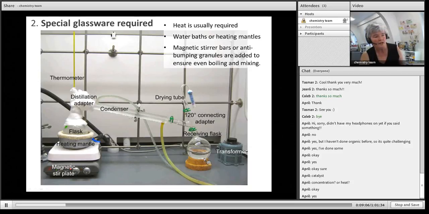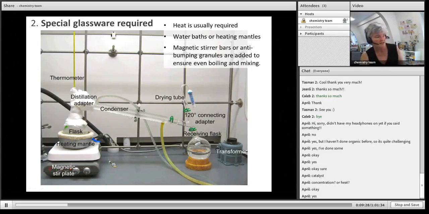And the way you know what fraction you're getting, so what this liquid is here, is by looking at the boiling point. If it boils at, say, 79 degrees, you know that the ethanol is coming over. But if it's boiling at a lower temperature, it may be an aldehyde that's coming over. So that is what we call the distillation setup.